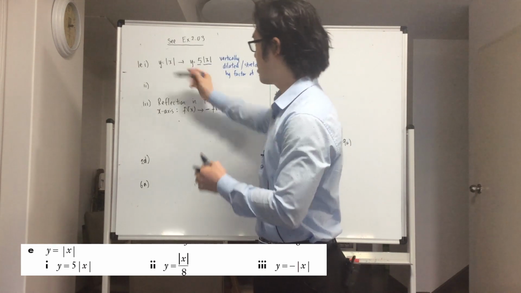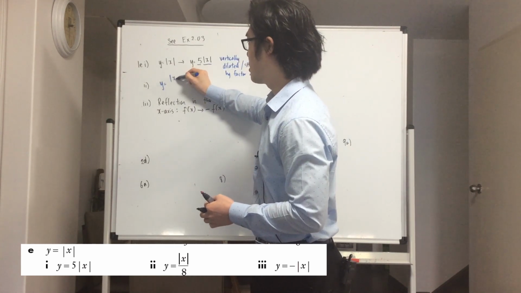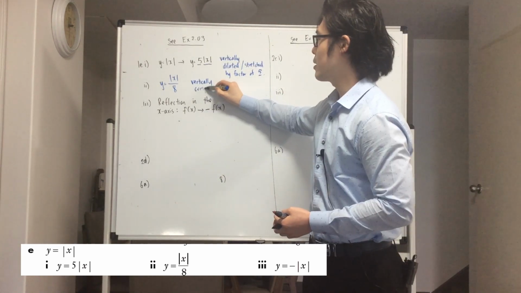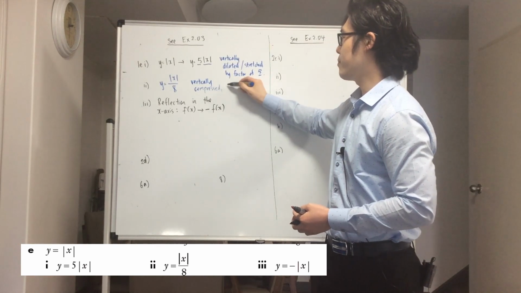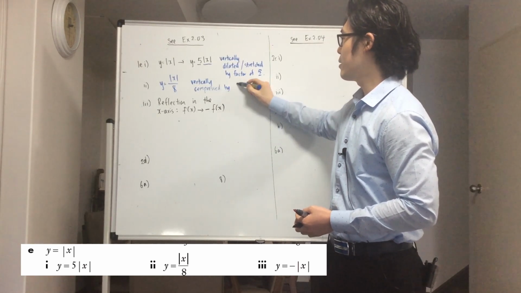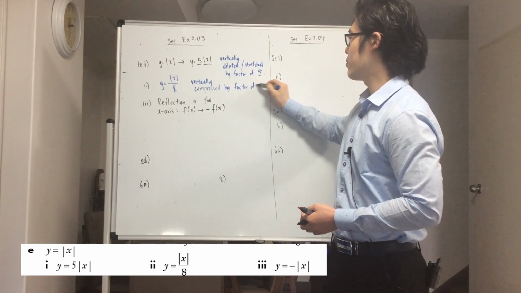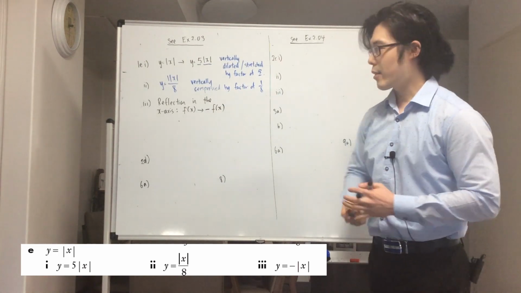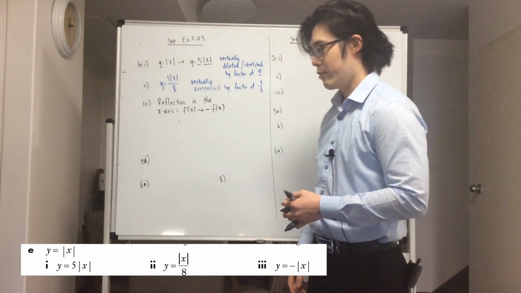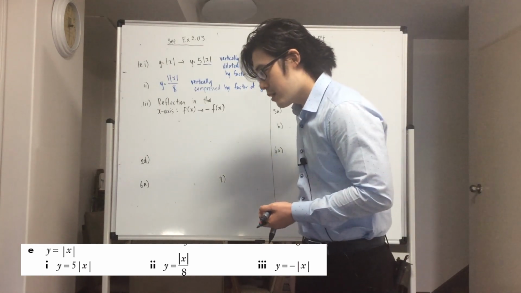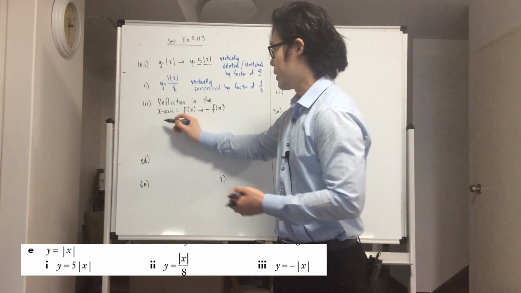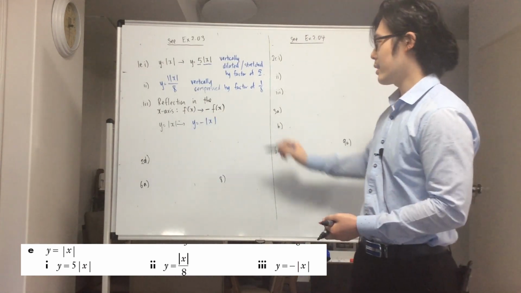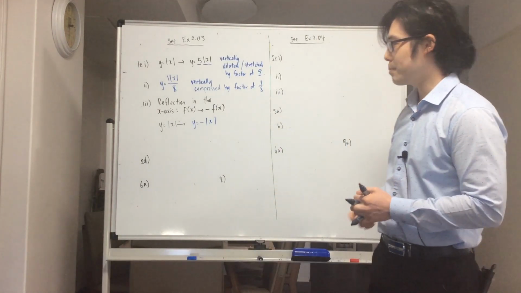Let's have a look at the second part. If it's now 1 over 8, okay, that means compressed, because the scale factor is 1 over 8. Yeah, because this is 1 over 8. All right. Now the third part, it's a bit different to what I've been doing, but you've learned this last term. If you have a minus in front, it just means it's being reflected in the x-axis. Okay, so it's just being flipped upside down. That's all it means. Okay.